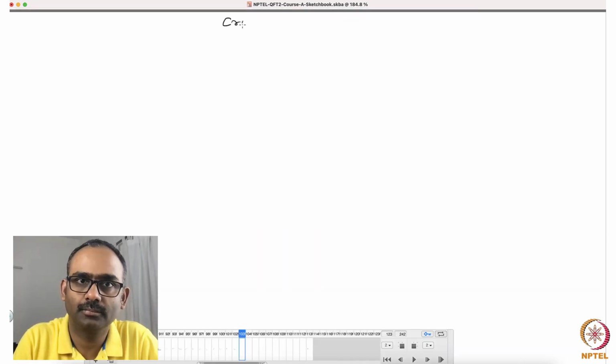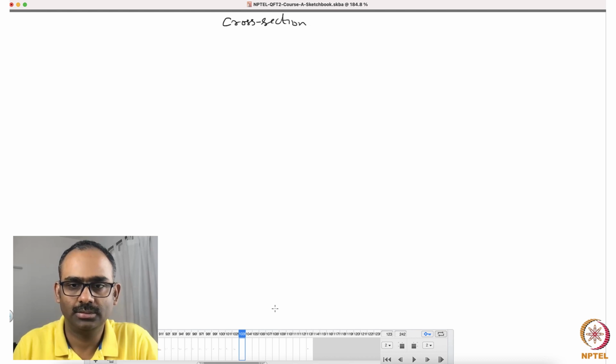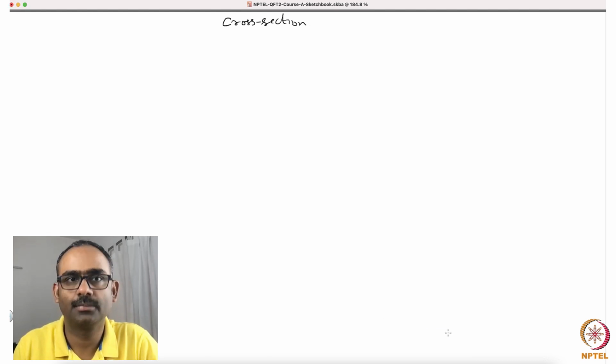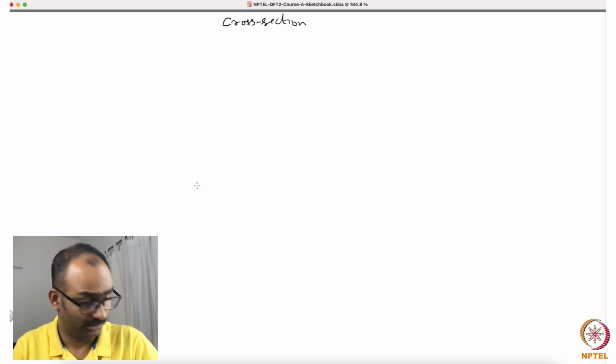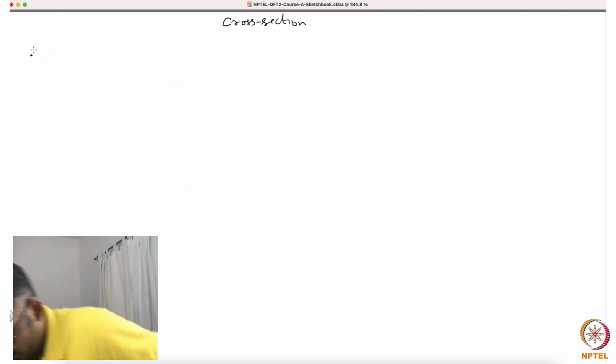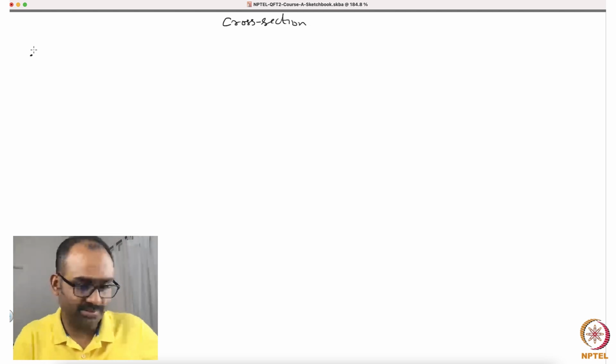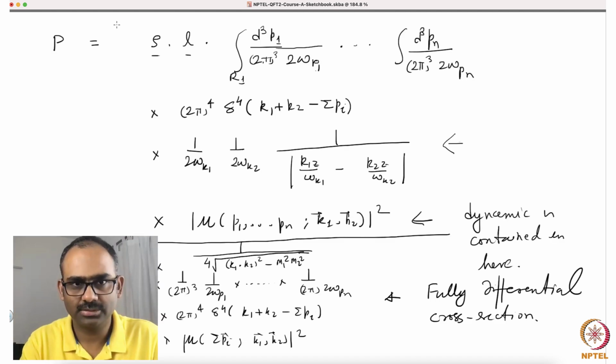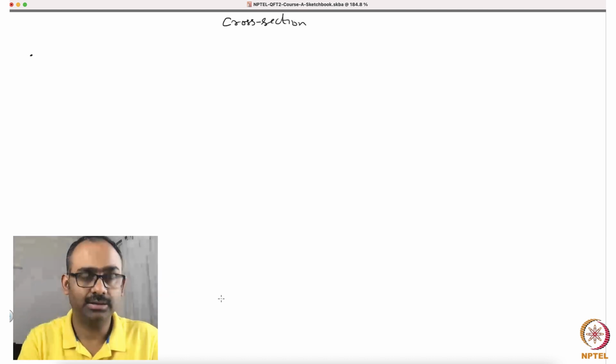Okay, let's continue our discussion of differential cross sections, or cross sections in general. Fine. So let's recall what we wrote down for the cross section. It was this expression here. I'm just rewriting it. It will be useful.